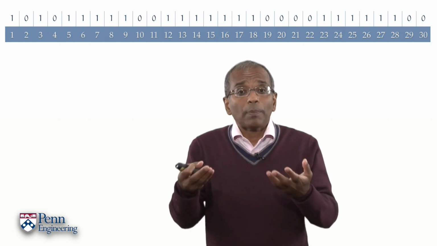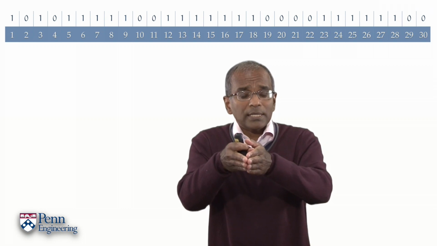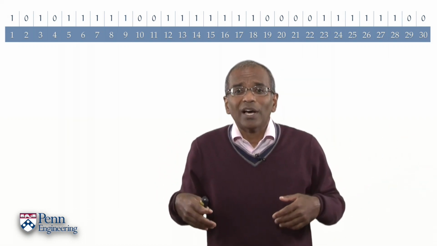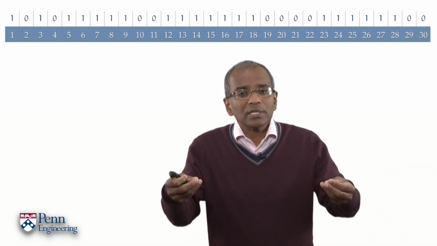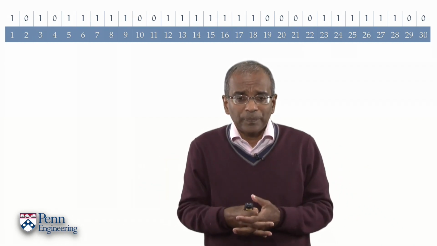1 represents a head or a success, 0 represents a tail or a failure, and what I've shown you on the screen is a sequence of 30 trials. Of course, we are assuming that every trial is an independent trial, and so we're dealing with repeated independent trials, and underlying all of this is a product space and a product measure.